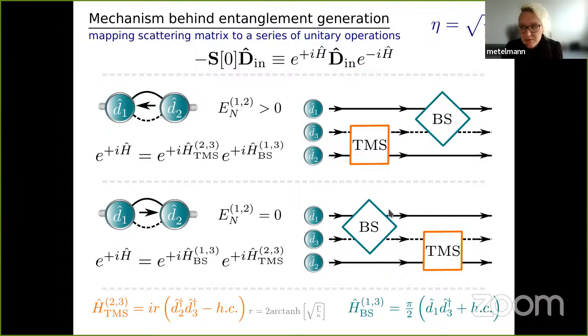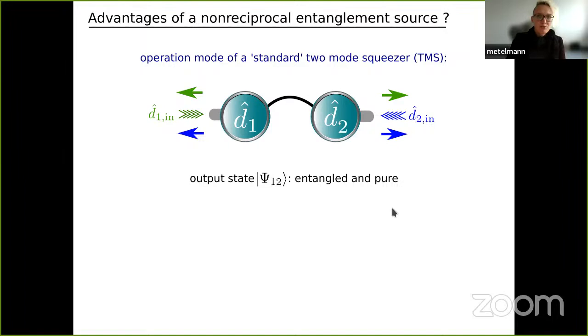But you can clearly also ask the question, what is this good for, right? If you think of it as a black box, you get entangled photon pairs out. They are as good as the ones if you had a reciprocal system. There seems to be nothing fundamentally different, so why do you go through all the work of using a non-reciprocal system if a reciprocal system generates in the same fashion entangled photon pairs, entangled microwave pairs? For this, we have to think a bit more about what the differences are.